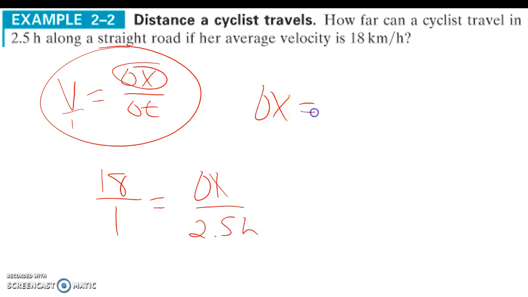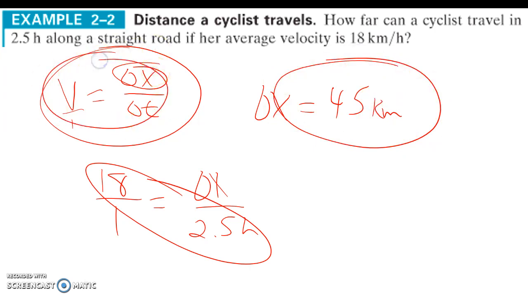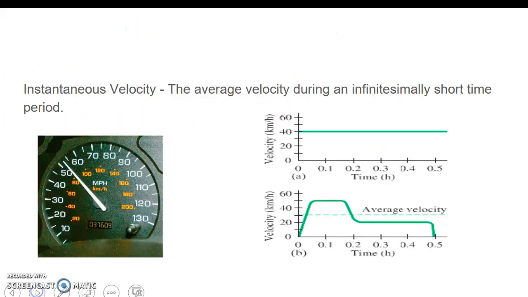So change in x is going to be 18 times 2.5. You math whizzes probably have this down in your head already, but I'm going to type it in so my sig figs are right. And I get 45 kilometers as my distance traveled. So just manipulate this equation to solve for whatever you need to.